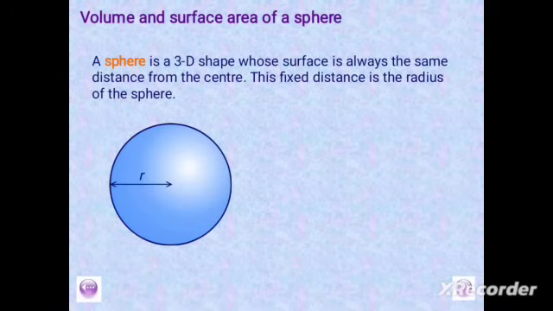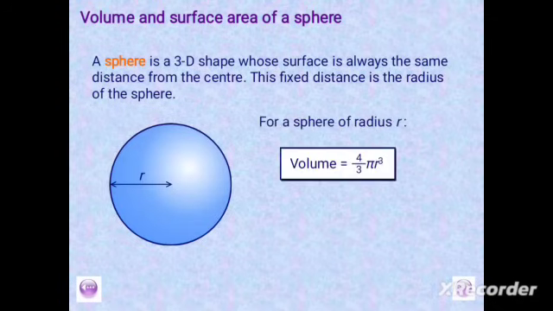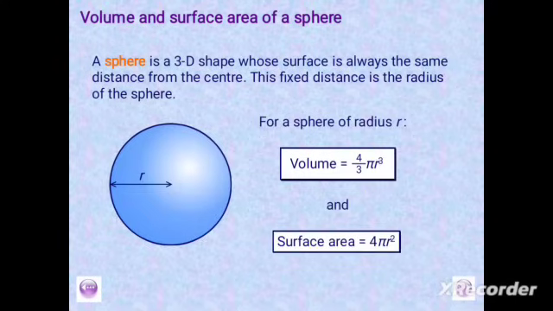Then moving to the volume and surface area of a sphere, so we have that a sphere is a three-dimensional shape whose surface is always the same distance from the center. This fixed distance is the radius of the sphere. And now, for the sphere of radius r, the volume is 4 over 3 pi r cubed, and its surface area is 4 pi r squared.